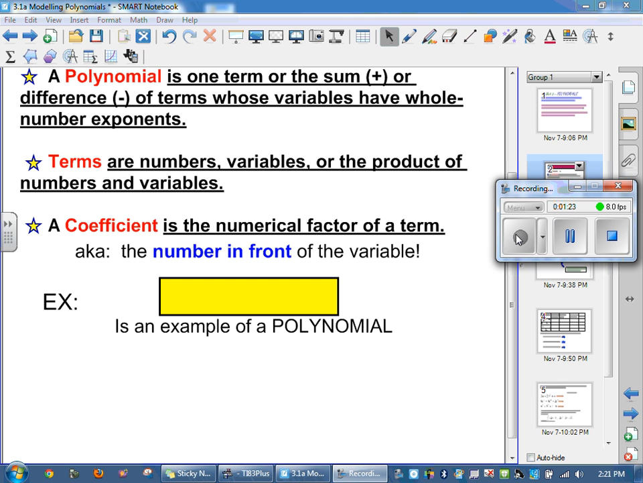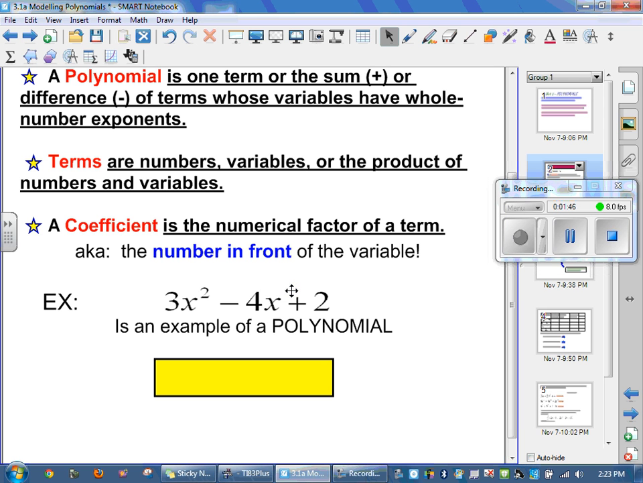Our third definition is coefficient. A coefficient is the numerical factor of a term. And what that actually means is the number in front of any variable. That's what a coefficient is. The prefix co, C-O, means in front. So a coefficient is a number in front of a variable.